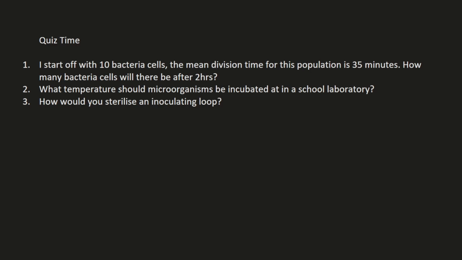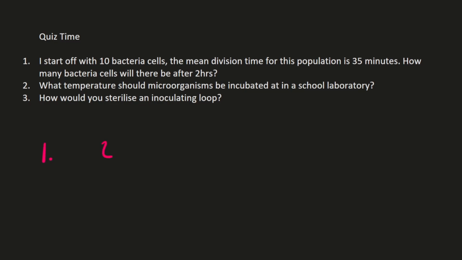Question 1: I start off with 10 bacteria cells. The mean division time for this population is 35 minutes. How many bacteria cells will there be after 2 hours? Let's work this out. We've got 2 hours and we want to know how many divisions are going to take place. Let's convert this to minutes. So 2 hours is equal to 120 minutes. Divide that through by the 35. If you put that into a calculator, you should get 3 divisions. It will be 3 point something, but you don't quite reach 4 divisions, so you only get 3 divisions. And we're using the mean time for the population to divide.